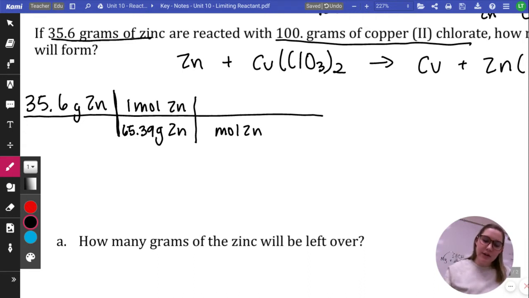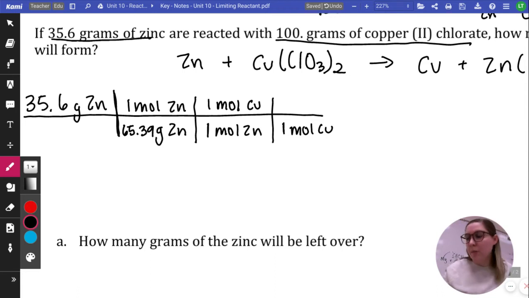And I know from my reaction that 1 mole of zinc produces 1 mole of copper. Copper's still not what I want, so I'm going to go ahead and drop moles of copper low. My problem asks for grams, so the last thing I'm going to do is convert to grams. So 1 mole of copper is going to be the molar mass. On my periodic table, it tells me that the molar mass of copper is 63.55 grams.